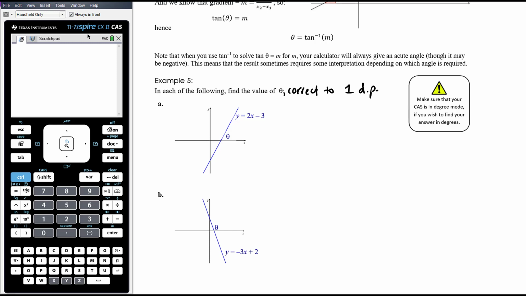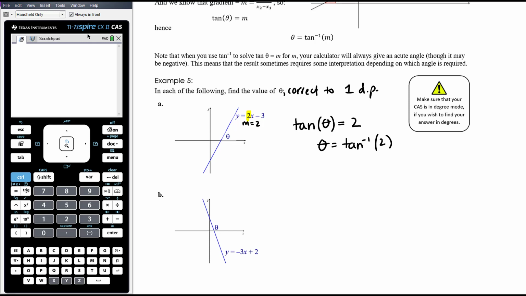Okay, so what we know here is that the gradient is 2. We can see that there in the equation. And so that means that tan of theta is going to be equal to 2, and so theta is going to be inverse tan of 2.